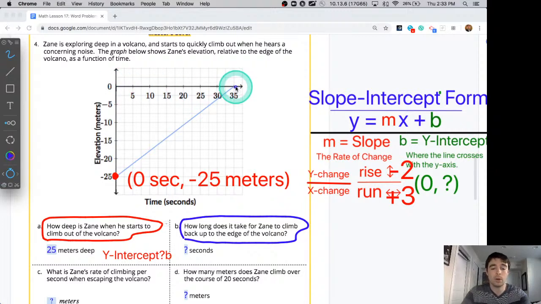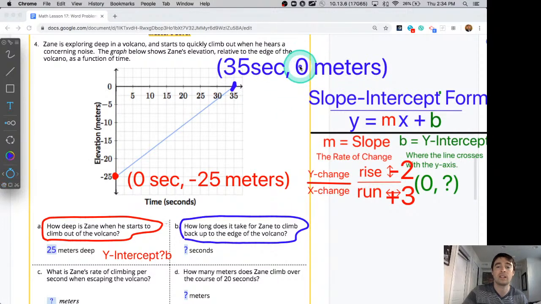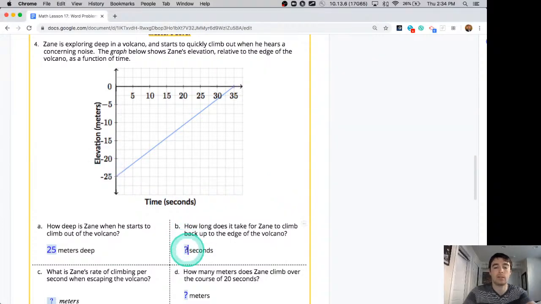And here, I'm going to go ahead and put a nice little dot right here at the 35, where this blue line hits with the x-axis. That represents Zane finishing his scramble out of the volcano. The coordinates there tell us x is 35, so they say 35 seconds. Now Zane is finally out of the volcano, or he's at a 0 meter altitude, the way we're measuring elevation here. So that tells us it takes Zane 35 seconds.